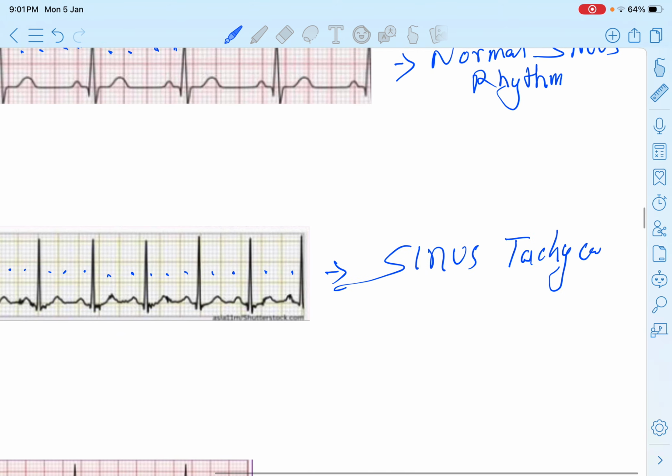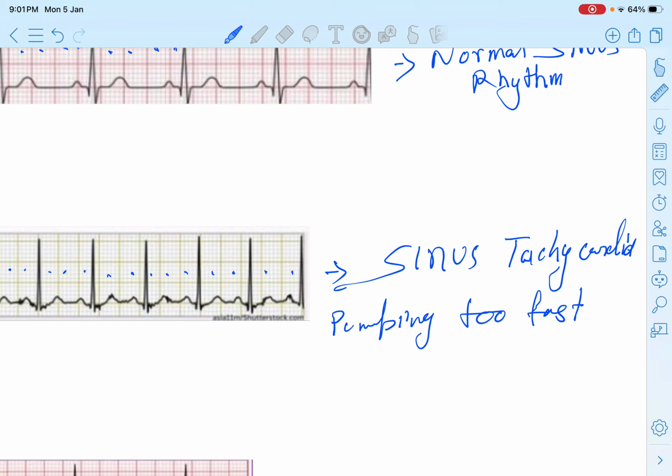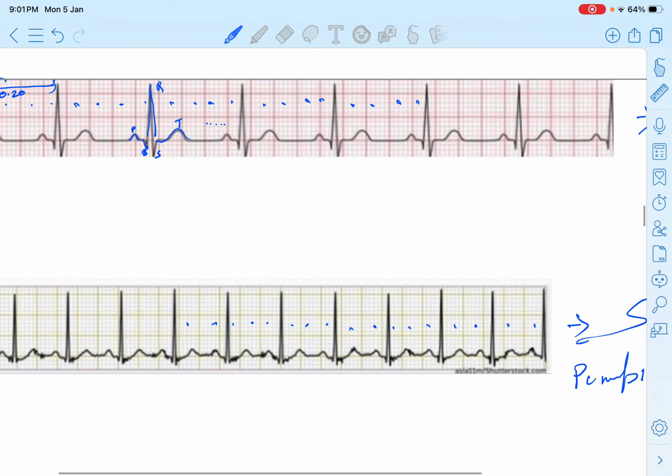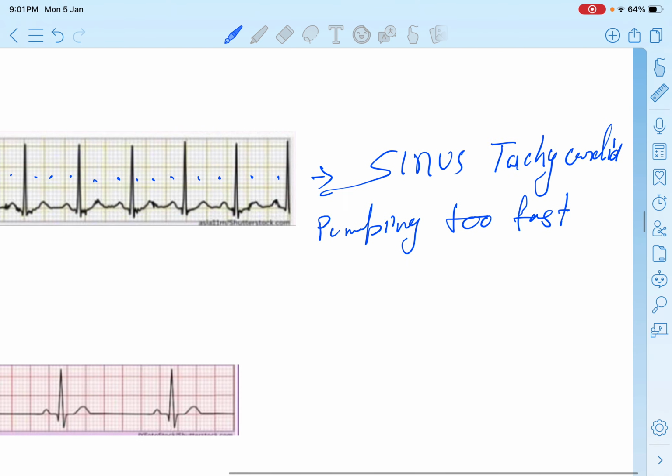This is pumping. We are seeing the pumping too fast. There is no gap between these. Each graph contains 0.20. Too fast but regular.